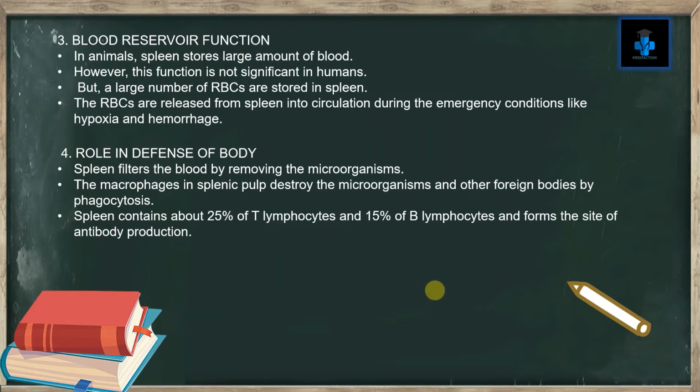Fourth function, role in defense of body. Spleen filters the blood by removing the microorganisms. The macrophages in splenic pulp destroy the microorganisms and other foreign bodies by phagocytosis. Spleen contains about 25% of T lymphocytes and 15% of B lymphocytes and forms the site of antibody production.